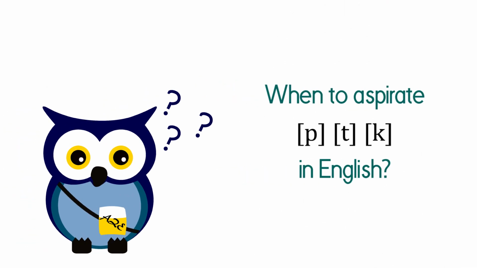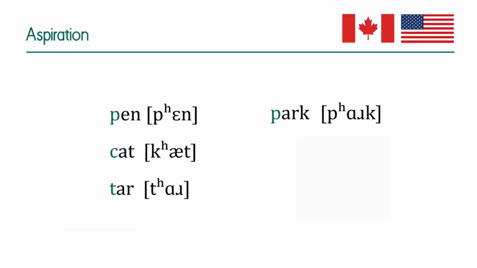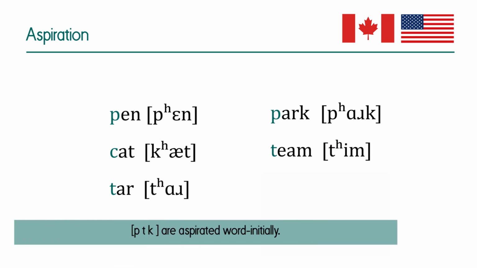So for now, let's go back to the question. When do we aspirate p, t, k, and when do we not aspirate them in English? You can see more examples of words, so maybe you can understand what the rule is by yourself. So again, in team, the t is aspirated, in tar it is aspirated, but in cat it's not aspirated. That's weird, right? That's interesting. Well, can we say that at the beginning of the word these sounds are aspirated? Let's make a rule. So p, t, k are aspirated word-initially. Okay.